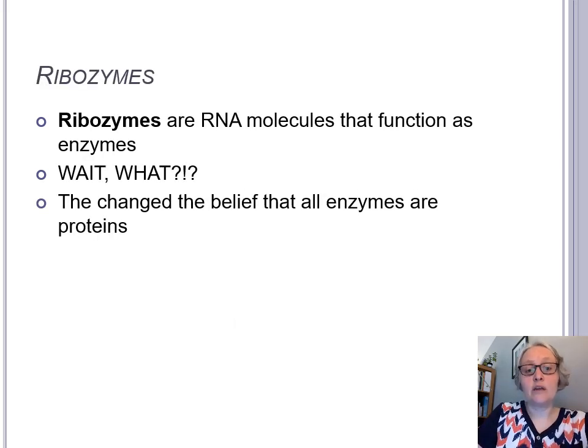The spliceosome is an example of something called a ribozyme. Ribozymes are RNA molecules that function as enzymes. And right now you should be like, what? That's crazy. Up until this point, every time we've talked about enzymes, I've mentioned that enzymes are protein catalysts. But here I'm showing you an RNA molecule that has enzymatic function. When ribozymes were first discovered, like a spliceosome, this really changed the biological belief that all enzymes had to be proteins, and we now recognize that enzymes are often proteins, but things such as RNA and other nucleic acids can function as enzymes in some situations.